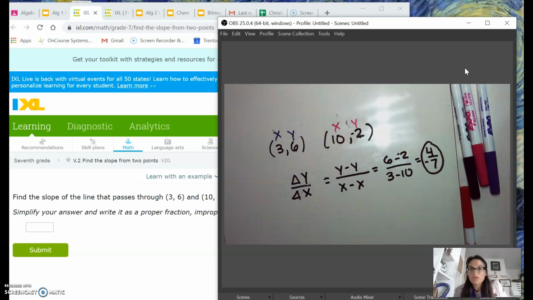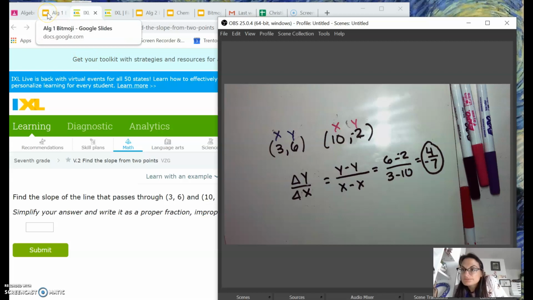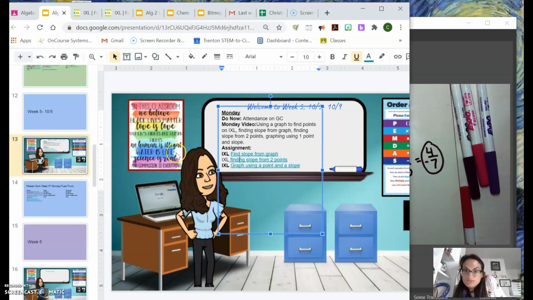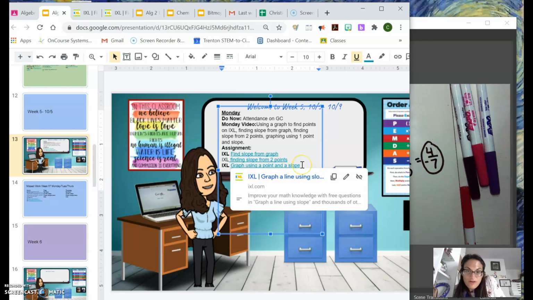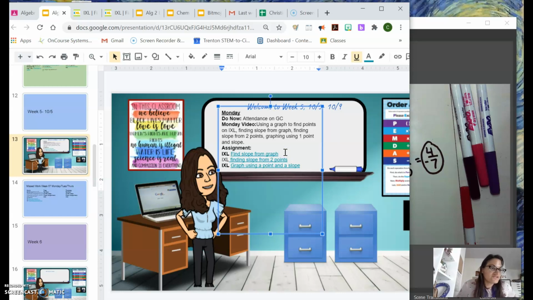Okay, there's another practice skill on here, and it lets you do graph using a point and a slope. So as soon as you have your slope and you get your point, I would like you guys to try that one. Okay, so these are all sort of review graphing. So what I would like you guys to do is hit 60%. If you feel more comfortable and you want to hit the 80 to 100%, that's great.